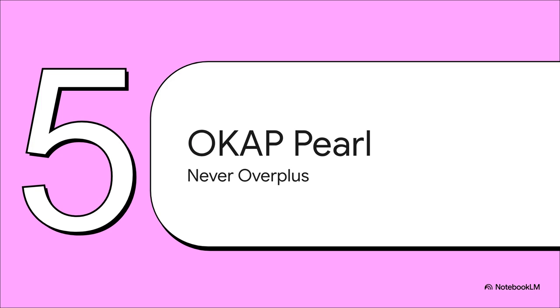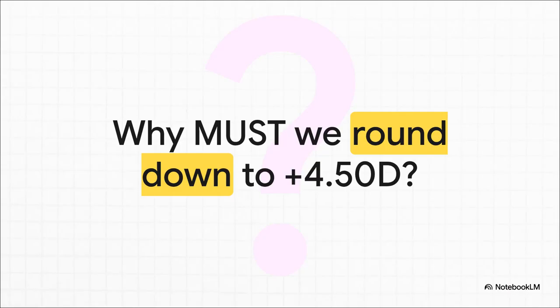Section 5, OCAP Pearl, never overplus. Let's translate all this math into a high-yield clinical safety rule. Here is a classic board trap. We calculated plus 4.65 diopters, but standard phoropters and lens grinders work in quarter diopter steps. Mathematically, 4.65 is closer to 4.75 than it is to 4.50. So why is rounding up to plus 4.75 an automatic failure on an oral board scenario?